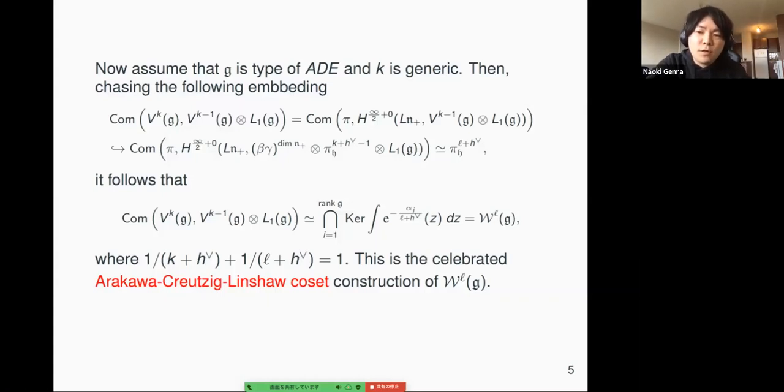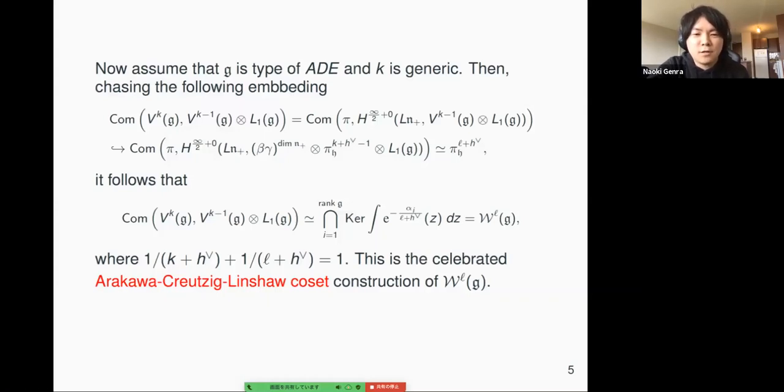But now we use the Wakimoto realization of V^{k-1}(g). We get this coset embedded in the Heisenberg coset of a semi-infinite cohomology of the beta gamma system tensor Heisenberg tensor L_1(g). But we can compute this complicated coset. It's just isomorphic to a Heisenberg algebra, but the level is a little bit different. And we know that, using the screening operator of the affine vertex algebra, this image of the coset inside the Heisenberg vertex algebra can also be characterized as the kernel of a screening operator.